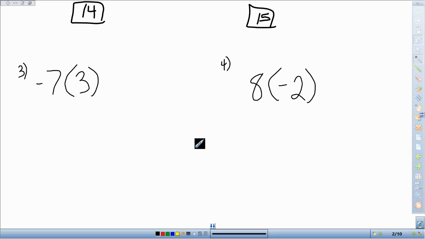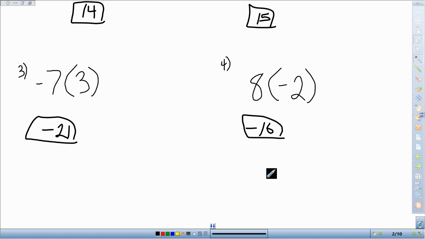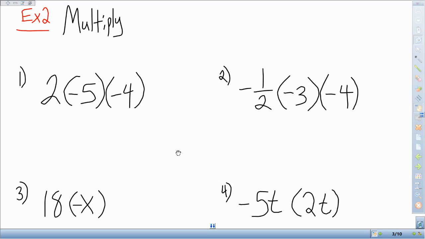Looking down at 3 and 4, we have opposite signs on both of these. So I automatically know I'm getting a negative on both. Negative 7 times 3 is negative 21. And 8 times negative 2 gives me negative 16. So super easy fundamentals right there. That's why I'm going quick. Let's keep moving. I'll give you a second. Go ahead, copy these down, and we'll try them together.